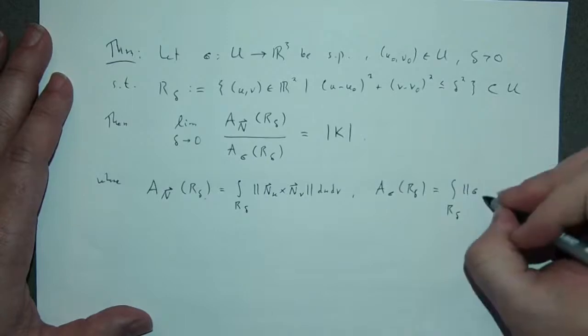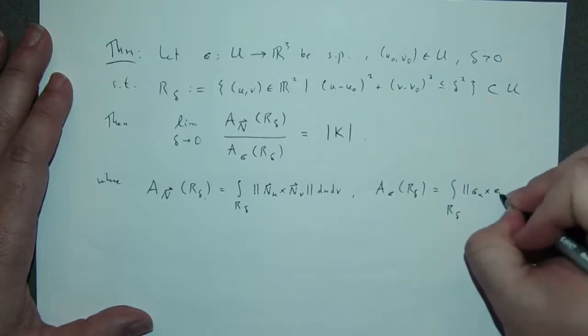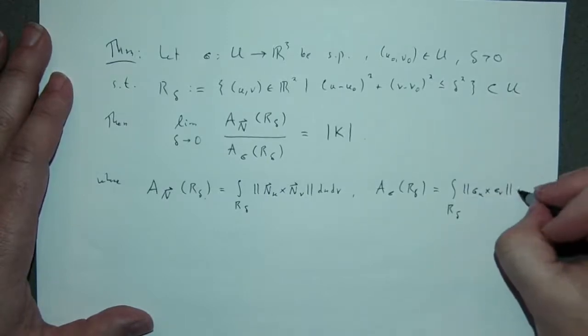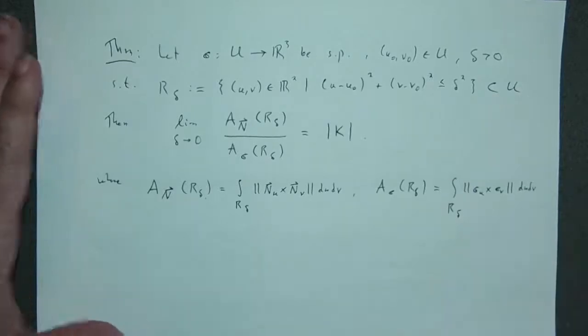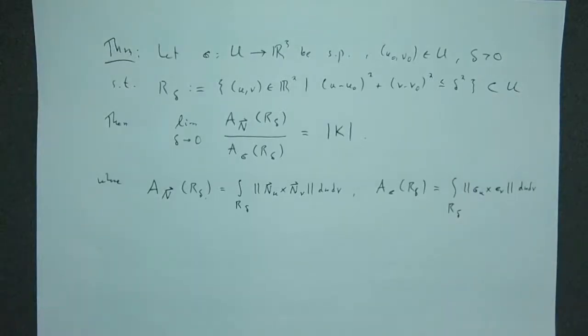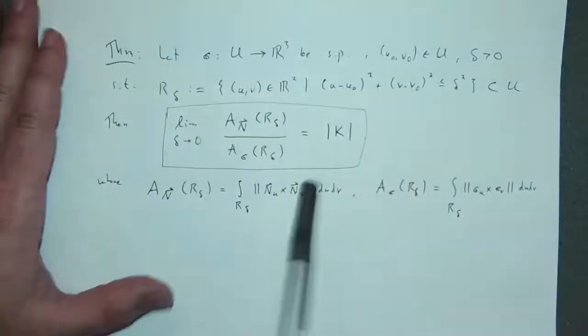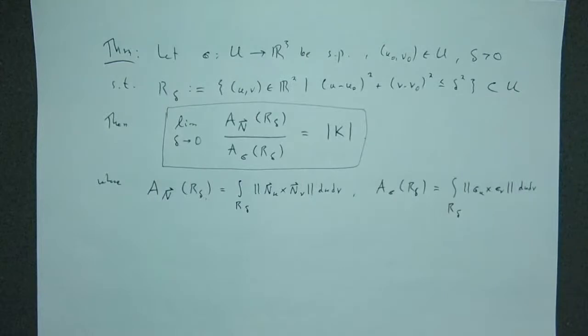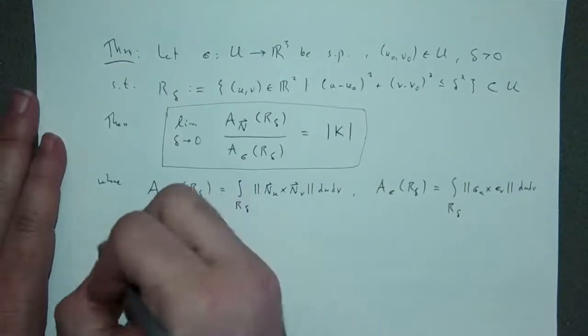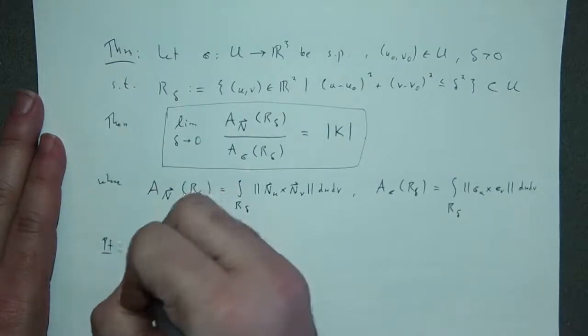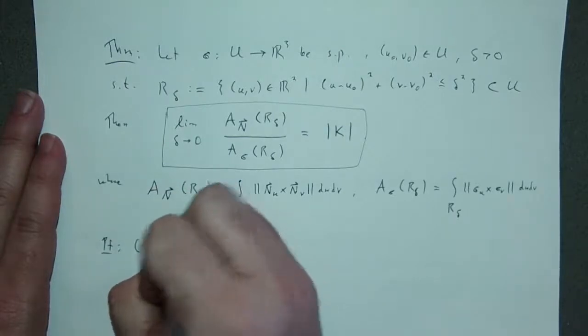This is the integral over sigma sub U cross sigma sub V du dv. So these are your two integrals that compute the area of these regions, and it turns out that this limit is actually the absolute value of Gaussian curvature K. The proof is on page 183. I won't go through it here.